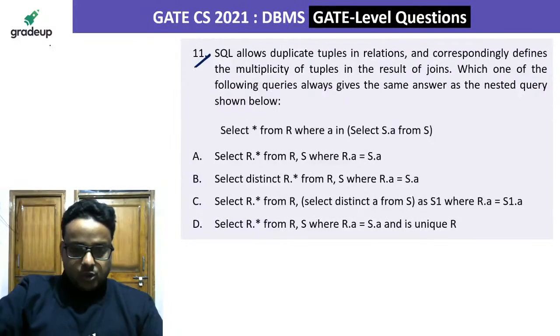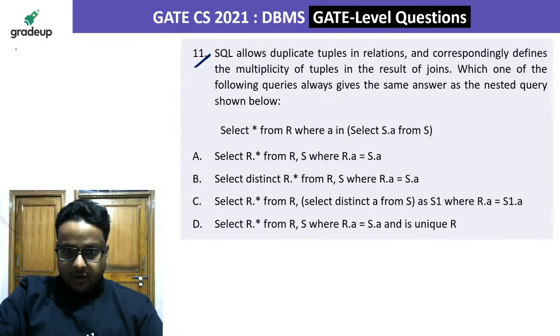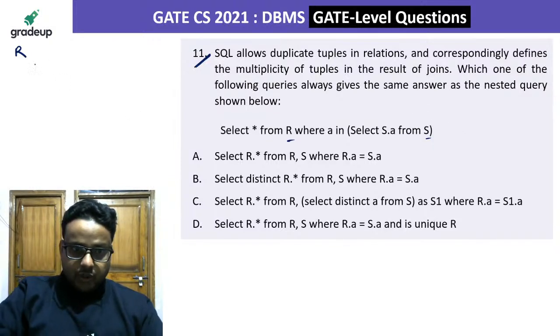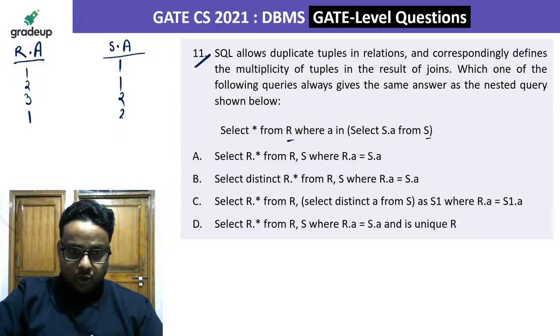And in this question number 11, I have a table R. Okay, I have R where A, select R and S. It doesn't look like the same table. So I have R dot A, let's say, and I have S dot A. 1 2 3 1, and in this let's say 1 1 2 2 3 3 4.